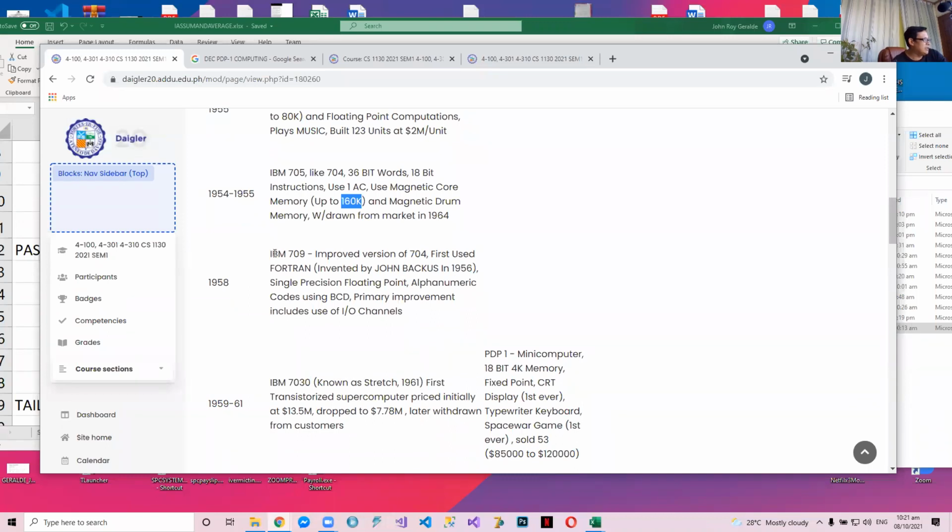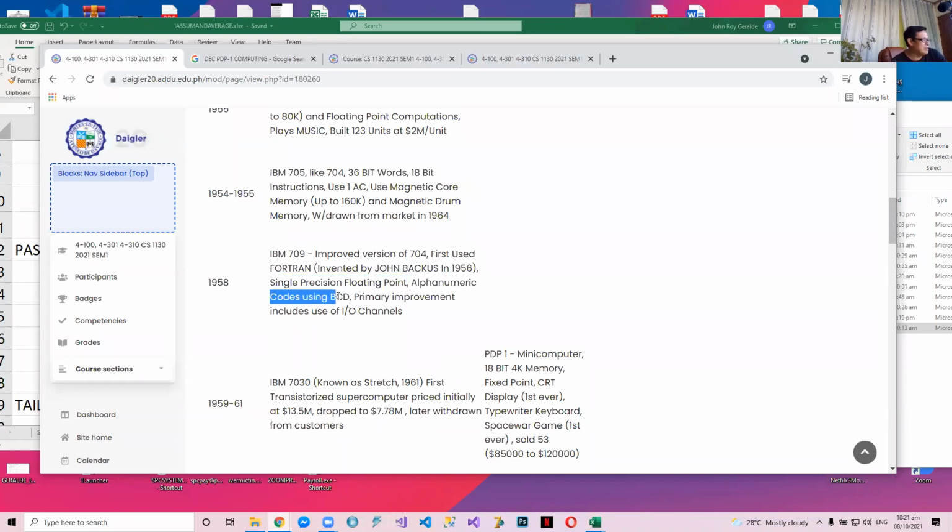They introduced the 709 instead in 1958. This is the first computer which used a third level programming language called Fortran. It was invented by John Backus at IBM in 1956 and was used first in the IBM 709. It has single floating point, so it can be used with high precision, and alphanumeric codes. So this is the first computer which can process characters. Do you follow? So if you're asked which computer can first process characters, it's the IBM 709.